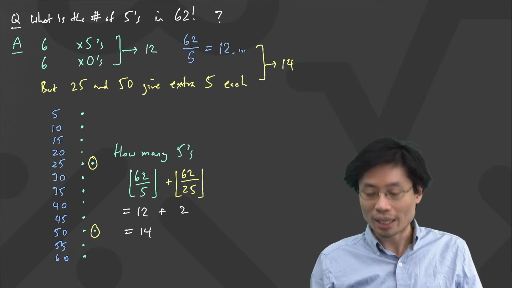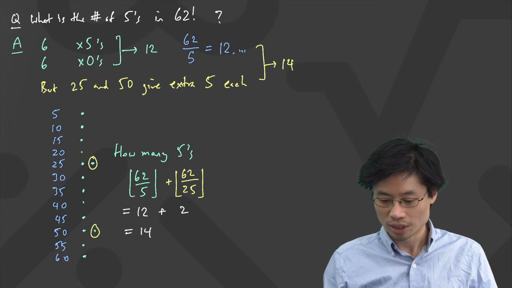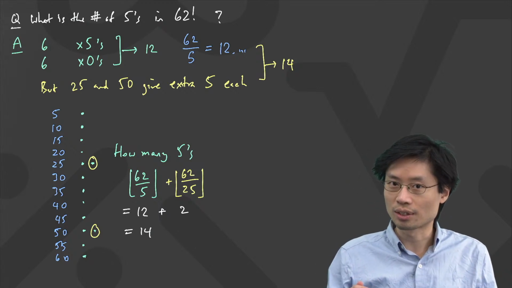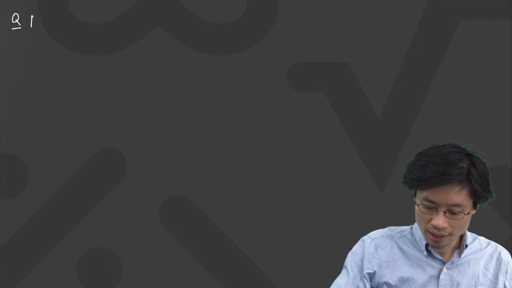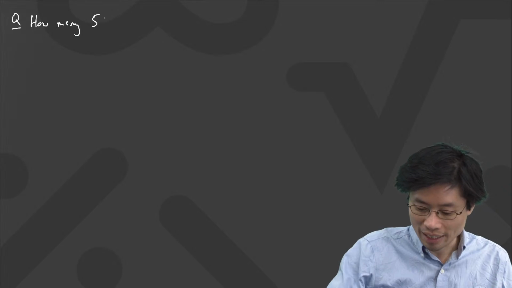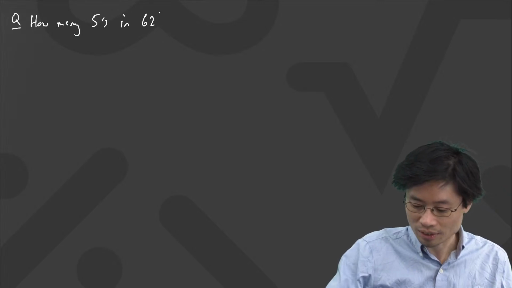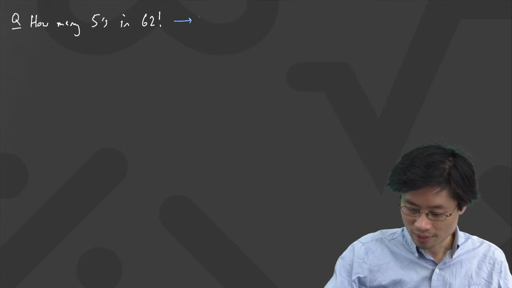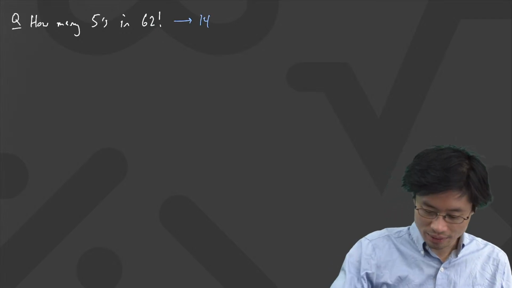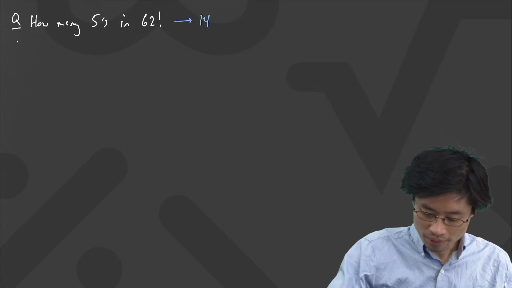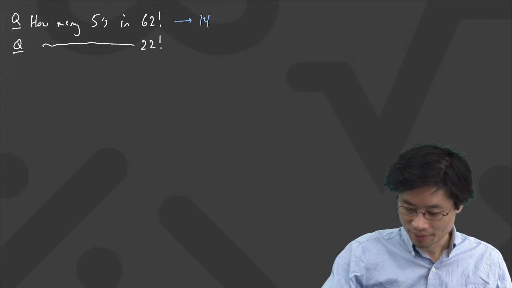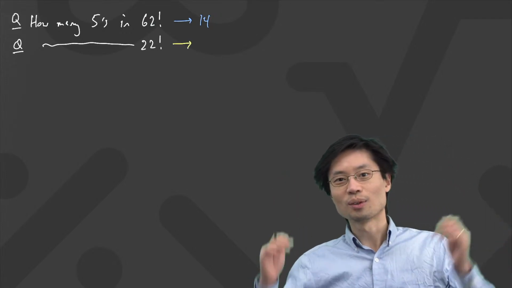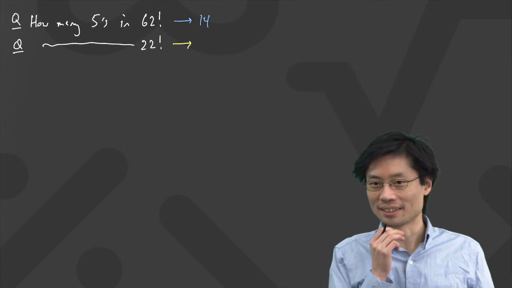The whole thing is 62 choose 22. So I also need to worry about 22 factorial and 40 factorial. Let's quickly do the same thing. Let me rewrite what we had so far. How many 5s in 62 factorial? That was 14. Now we have another question, which is asking the same thing for 22 factorial. We can do this one much faster. What is it for 22 factorial? Anyone want to tell me the answer?